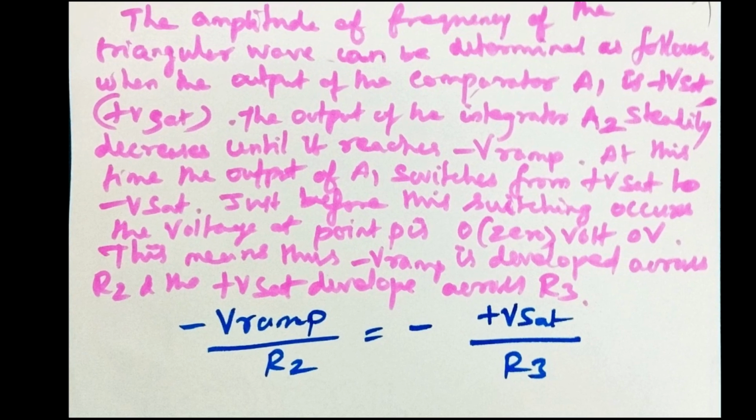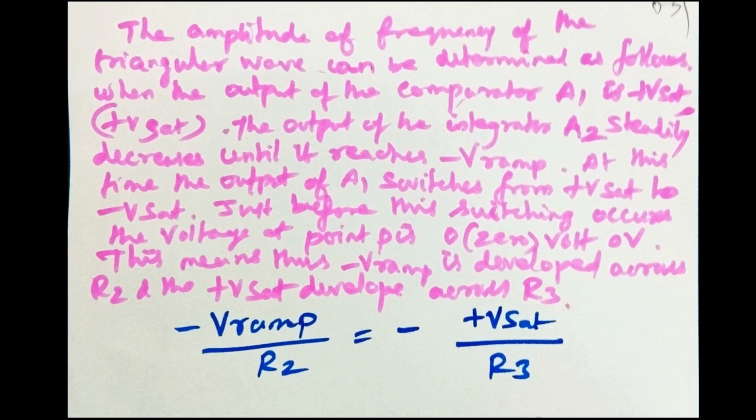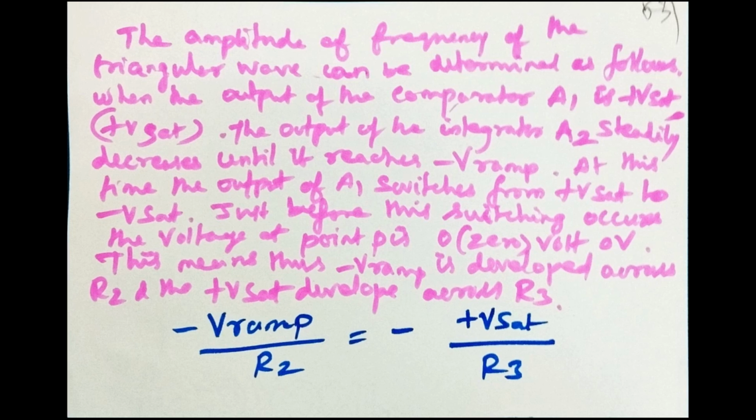The amplitude and frequency of the triangular wave can be determined as follows. When the output of the comparator A1 is plus V saturation, the output of the integrator A2 steadily decreases until it reaches minus V ramp. At this time, the output of A1 switches from plus V saturation to minus V saturation. Just before this switching occurs, the voltage at point P is 0 volts.